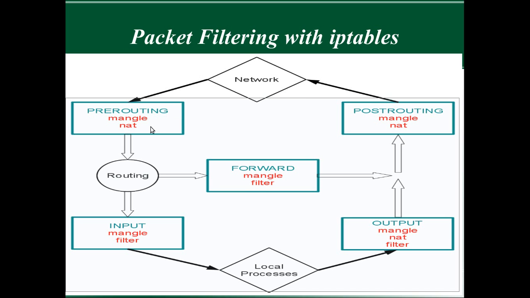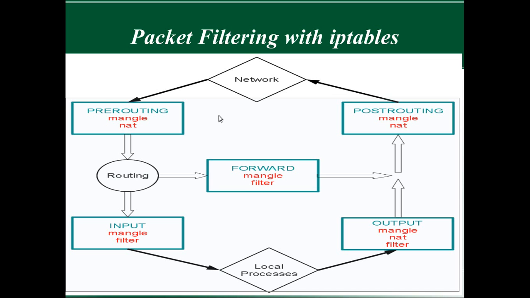The second part is mangle, or packet alteration. You could modify the packet also. Why do we want to modify the packet? The reason could be you want to modify the TCP headers associated with it. It could be time to live, type of service. You could mark a packet and implement different quality of service to it. You can implement traffic shaping based on this mark.